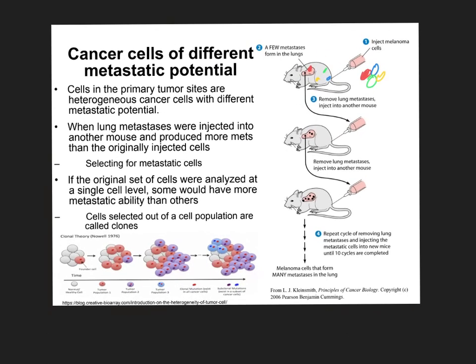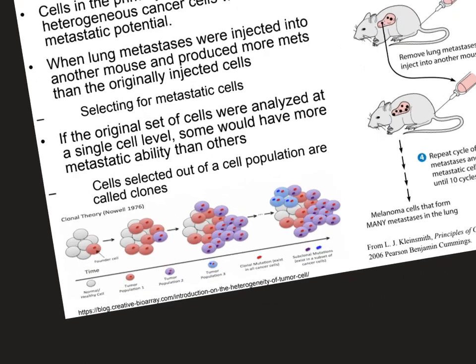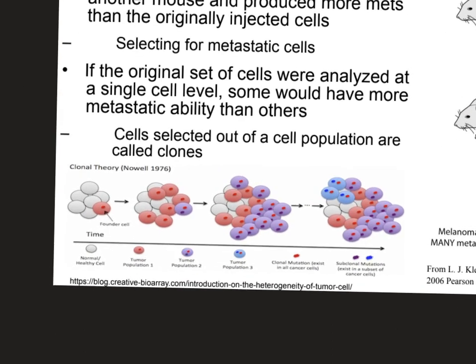So when we're looking at this experiment on the right, we are selecting out a cell population, a clonal population, that is selected for the ability to undergo metastasis. If you select for these cells, then you will have a new population of cells that's full of cells able to do metastasis. And that is called the clonal theory, which I have a diagram of here below.